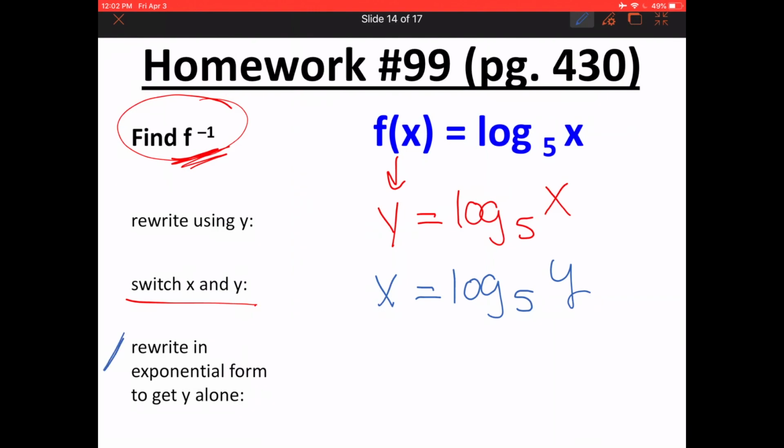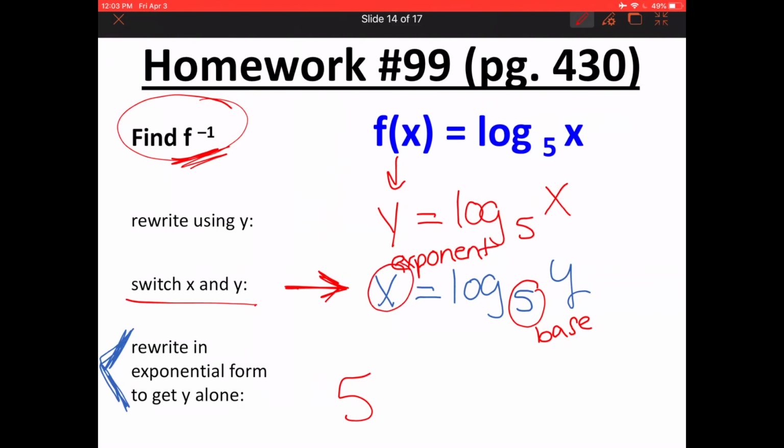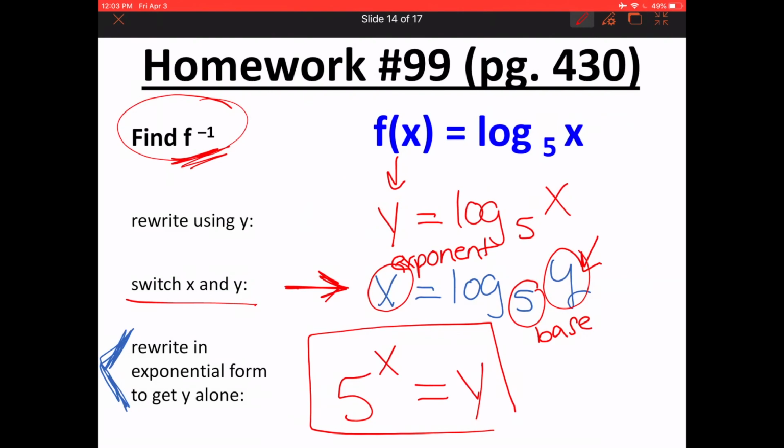Now, this last step, again, you need to know to take this step in order to solve. I'm going to rewrite this logarithmic form into exponential form. My base is always going to be my base. The number by itself on the other side of the equal sign is going to be my exponent. So 5 to the power of x equals, and then whatever we're taking the log of goes alone on the other side of the equal sign. And there we go. I have gotten my inverse because y equals 5 to the power of x.